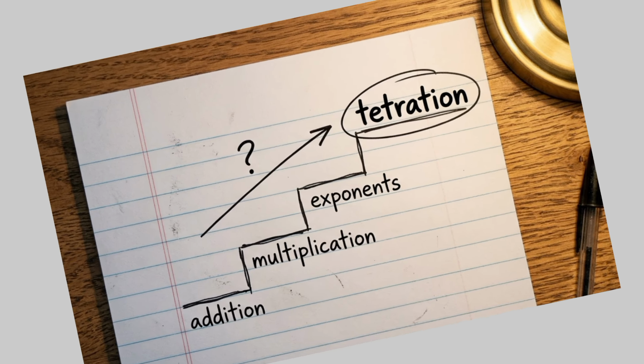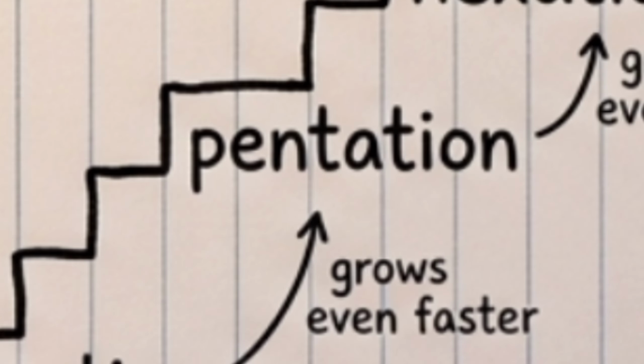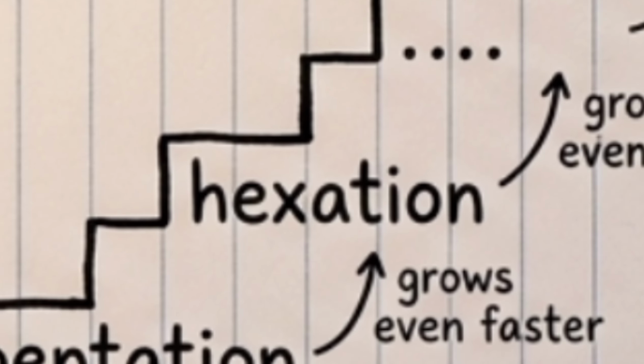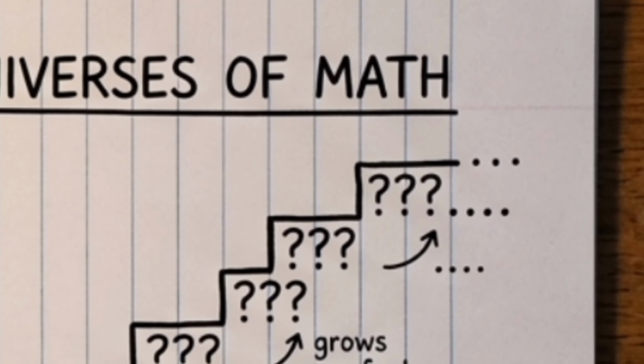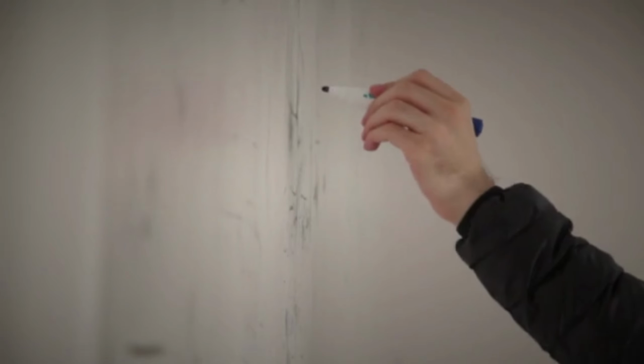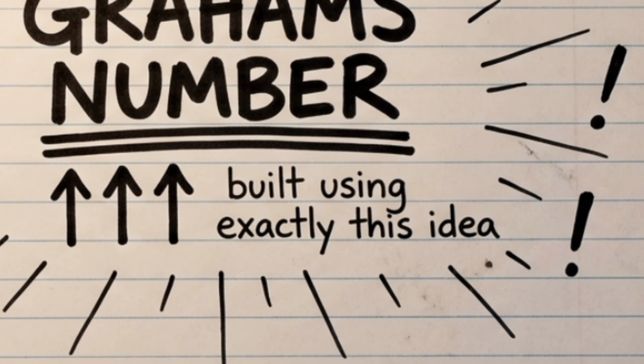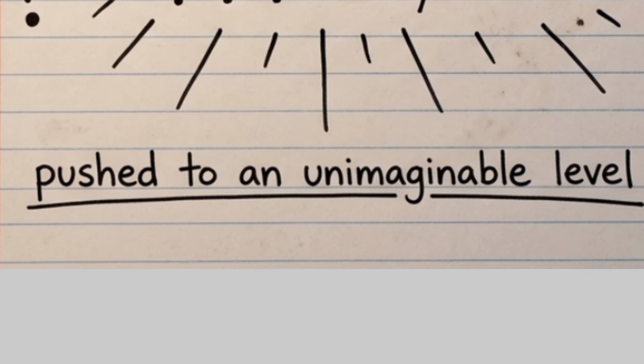And the staircase does not stop at tetration. Repeat tetration and you get something called pentation. Repeat that and you get hexation. Each step grows so much faster than the one before it that they feel like completely different universes of math. Some of the largest numbers ever used in serious mathematics, like Graham's number, were built using exactly this idea pushed to an almost unimaginable level.